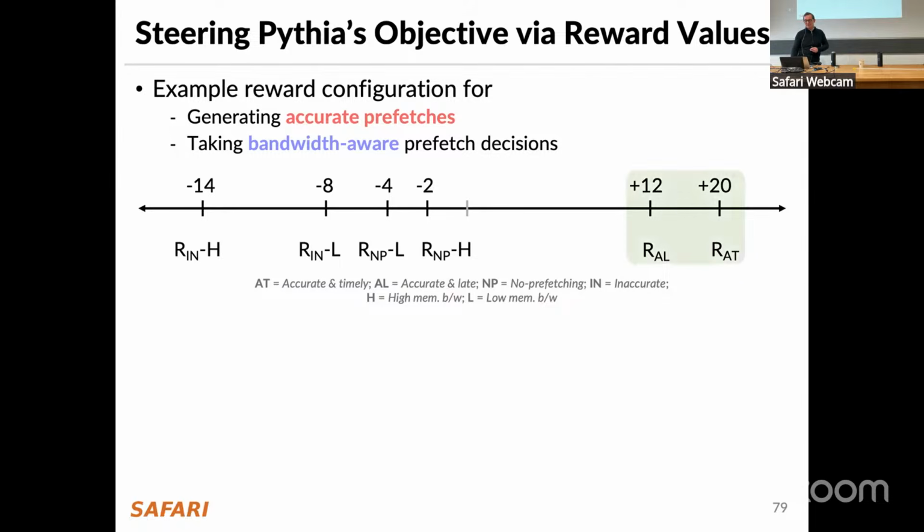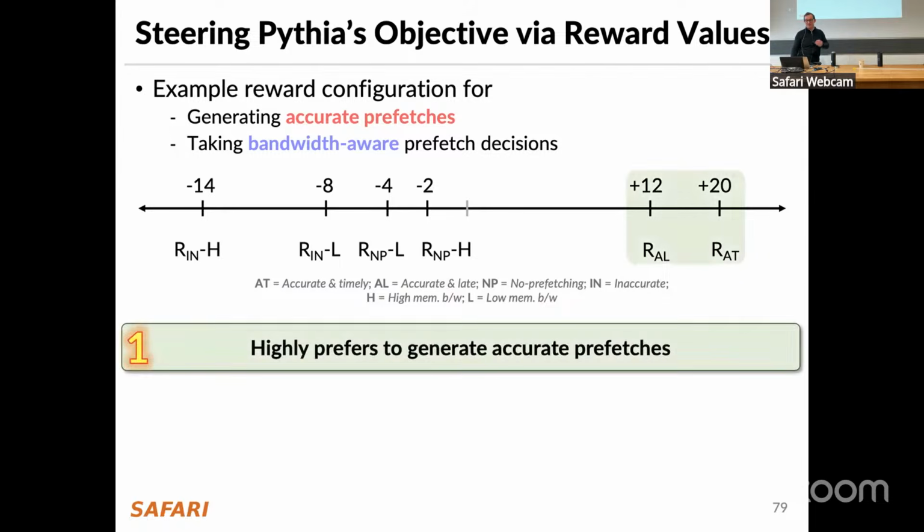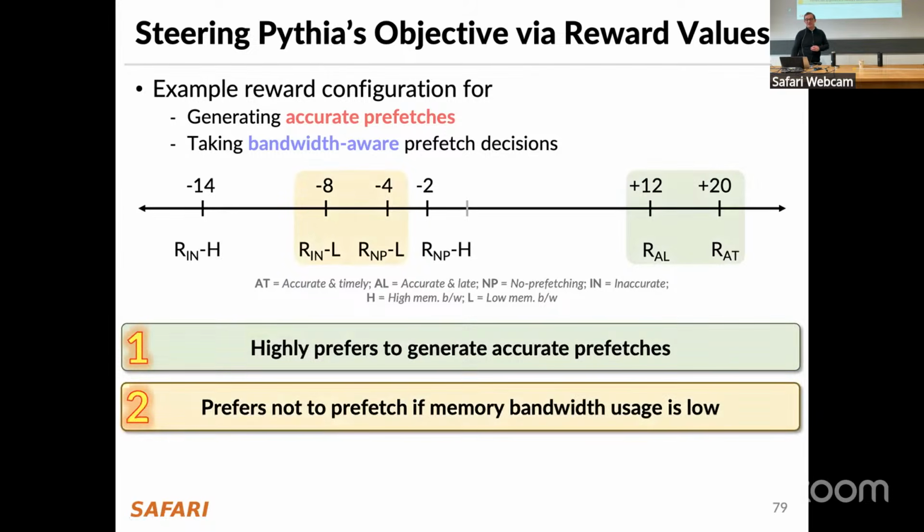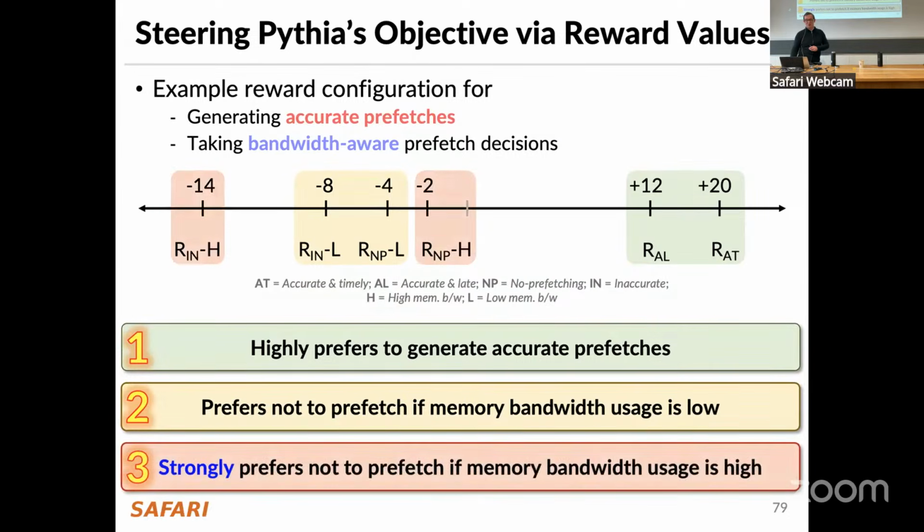So basically what you're optimizing for here is accuracy. You prefer to generate accurate prefetches. And you prefer not to prefetch if the memory bandwidth usage is low, as you can see, right? Because not prefetching when the memory bandwidth usage is low gets a lower negative reward than inaccurate prefetches under the same condition. And you strongly prefer not to prefetch if memory bandwidth usage is high, as you can see, right? This way you can steer the prefetcher to make the decisions that you think are important.